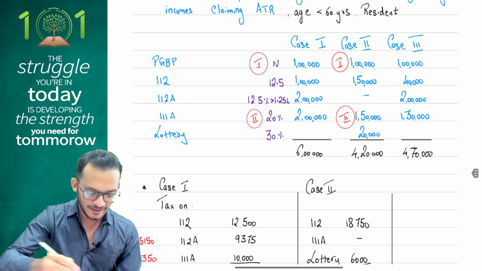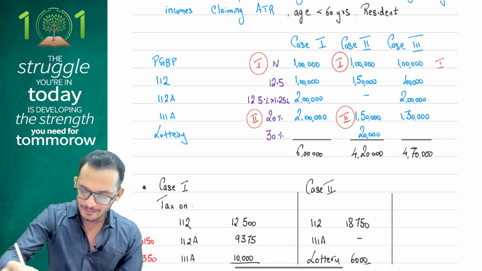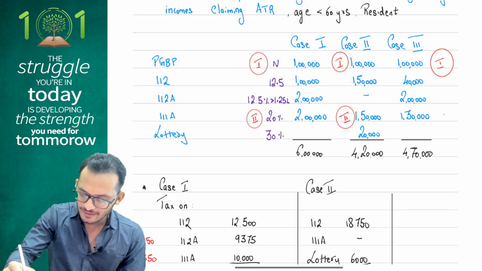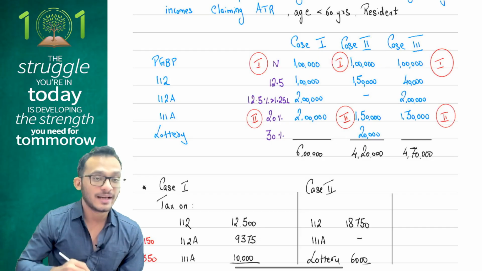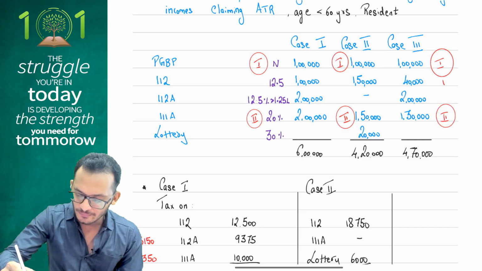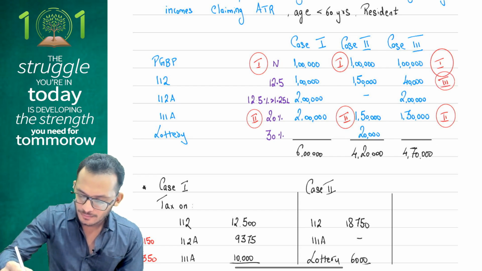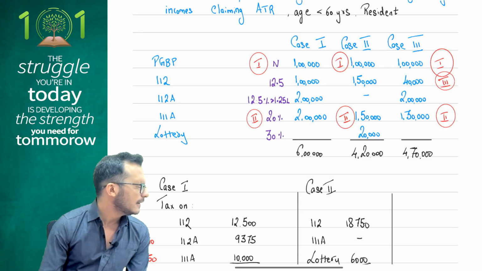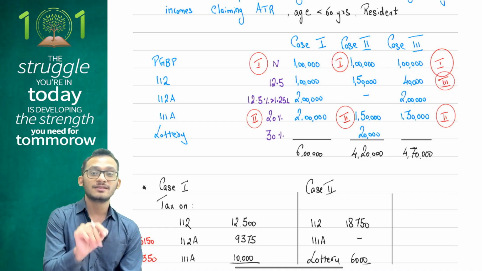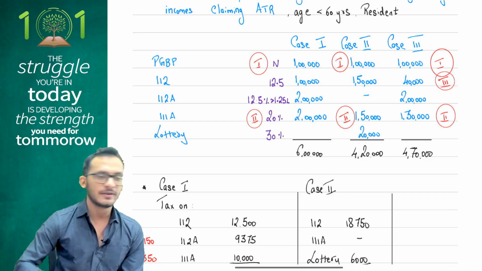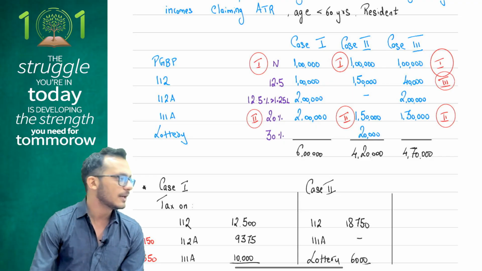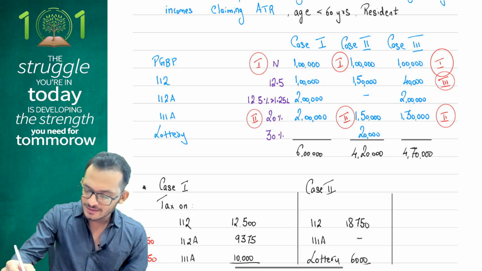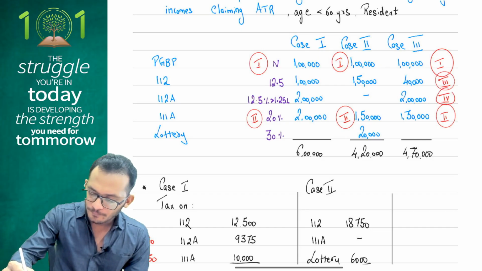First priority goes to PGBP. Second priority goes to which one? 111A. This is what you will give as a priority. Next priority goes to 112, very obviously, because 112 is getting flat taxed at 12.5, whereas in 112A I'm still eligible to not pay tax up to 1,25,000. So I would like to keep that outside. That is my order of priority, which means 112A becomes priority number 4.